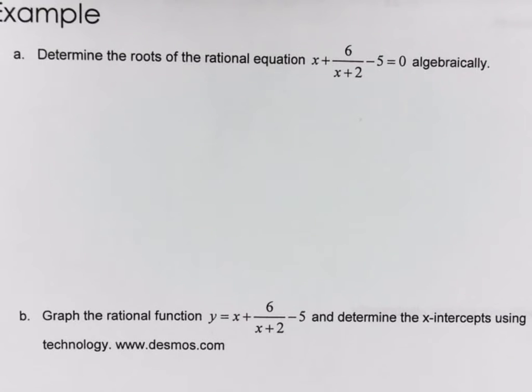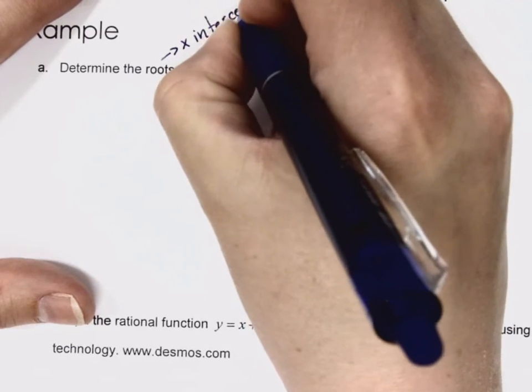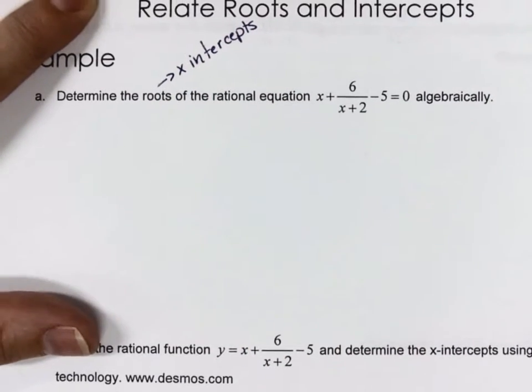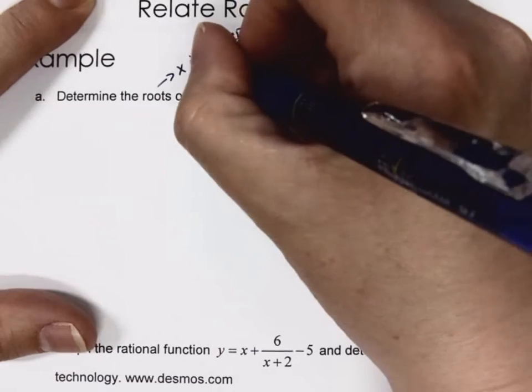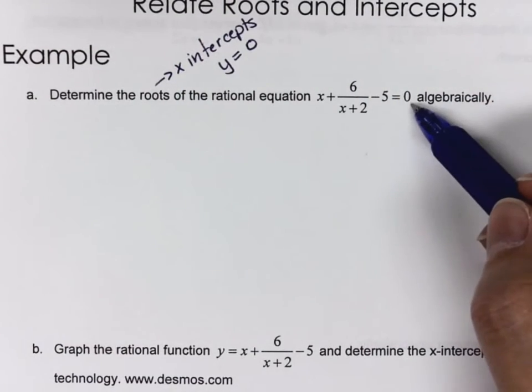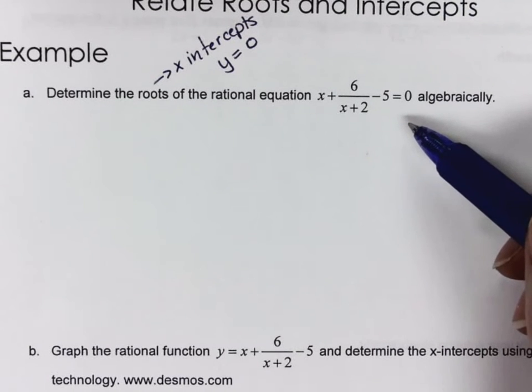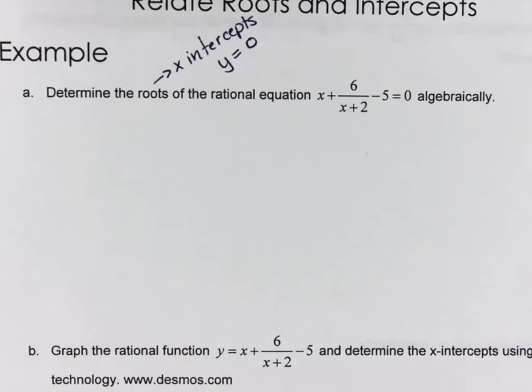Okay, so we are going to find the roots of the rational equations. Let's just for a moment decipher what the question's asking us. So what's the other name for roots? X-intercepts. So looking for the x-intercepts, we know that y is equal to 0. This one's already set to 0, so we're good there, but if I gave this to you as an f of x question, like for this function, determine the roots.